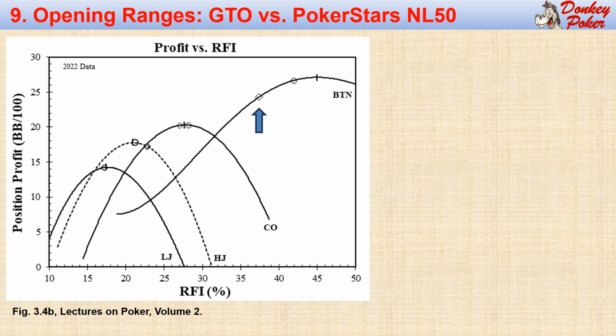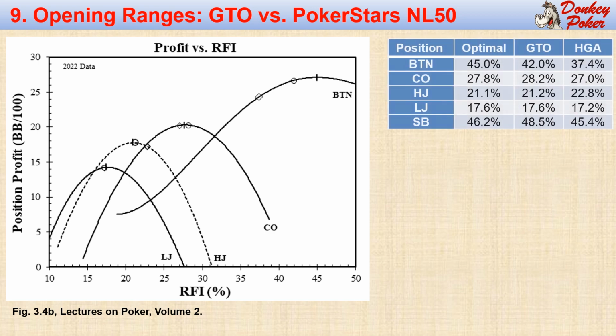We can summarize all of these critical values in a simple table. For example, the cutoff values are shown in the second row. We can see that the optimal RFI frequency is 27.8% for the NL50 6-max players, which is nearly the same as the GTO value and slightly wider than the Holy Grail value.